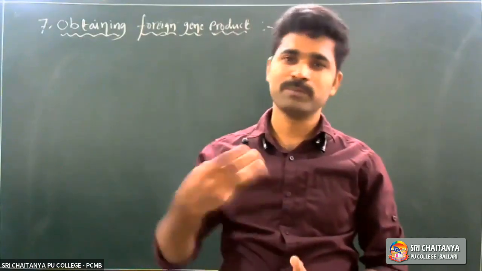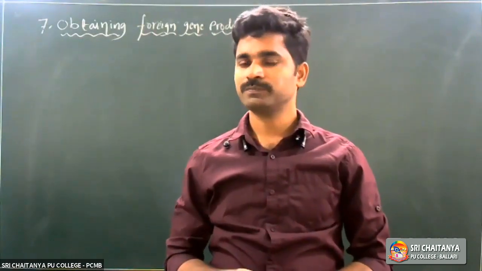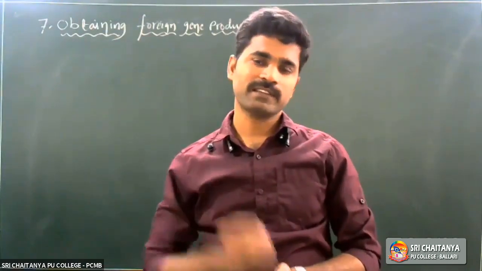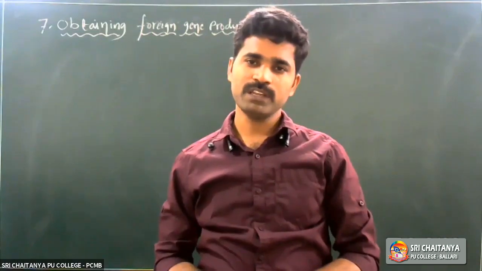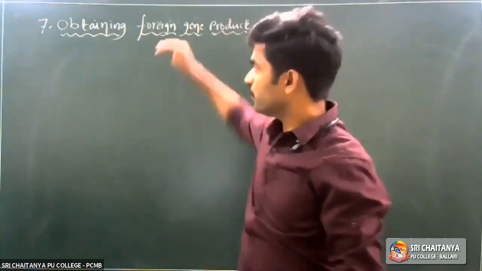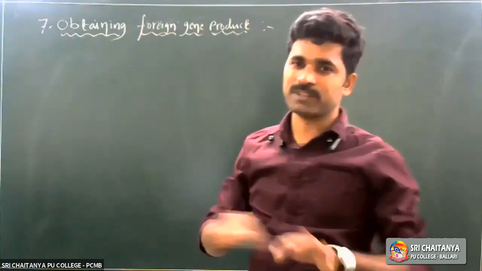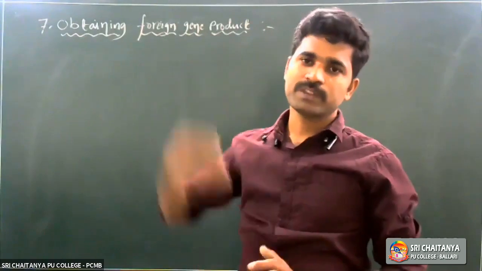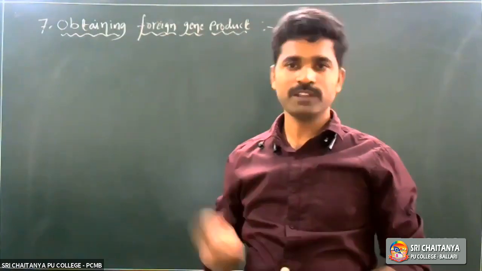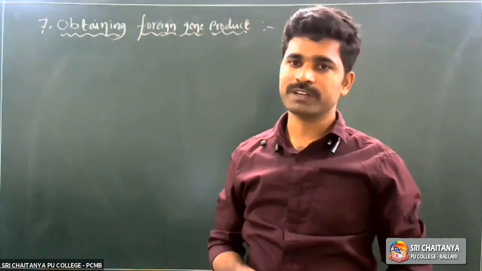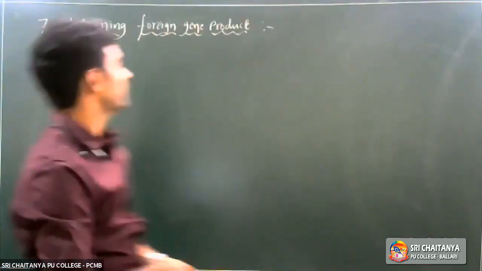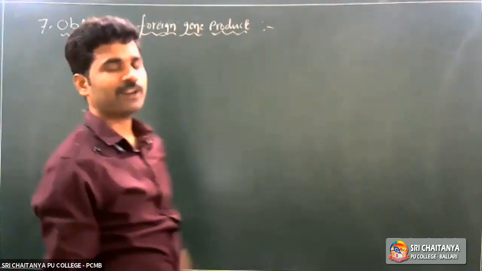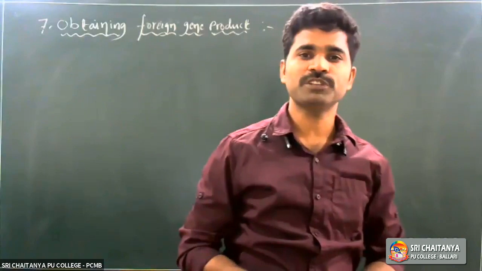Then the seventh step. It is not there in NCERT, but it is better to write. The seventh step is culturing of recombinant DNA containing bacterial cells on the nutrient medium. It is not a separate step in NCERT, but you have to write it. Done. Next one, obtaining foreign gene products. Obtaining or collecting that foreign gene product.